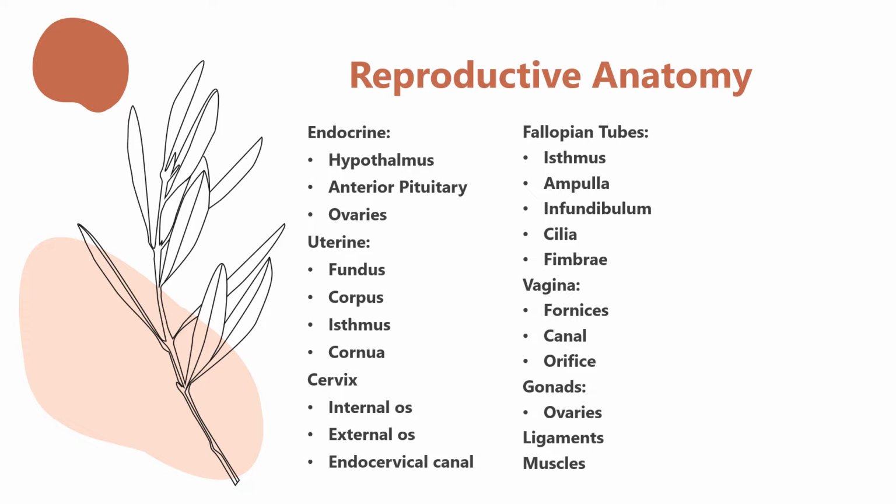We're also going to look at the different parts of the uterus to include the fundus, the corpus, the isthmus, and the cornua. We'll look at the cervix and its internal and external os, as well as our endocervical canal. We'll evaluate the fallopian tubes, including the isthmus, ampulla, infundibulum, the cilia that line the tubes, and the fimbriae at the end of our tubes. We'll talk about the vagina, including its fornices, its canal, and its orifice, as well as the female gonads, the ovaries. It may actually be beneficial as well to take a look at the ligaments and muscles, but we will follow up with that in a subsequent lecture.